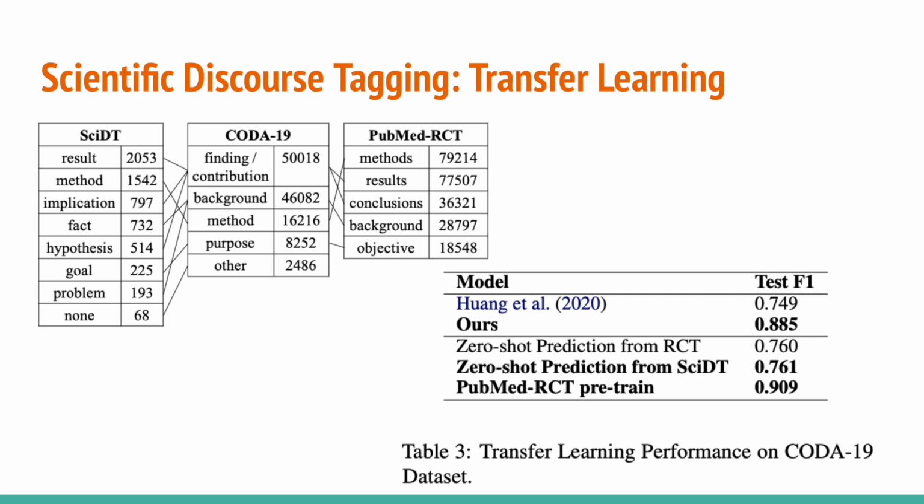Our tagger can easily beat the baseline model implemented by a Cybert model. What's interesting is that we also beat the baseline by using our model trained on SciDT dataset or PubMed RCT dataset to perform zero-shot predictions. We use the mapping shown by the lines in the figure on the left. This result shows our model's strong transfer learning ability from one dataset to another.